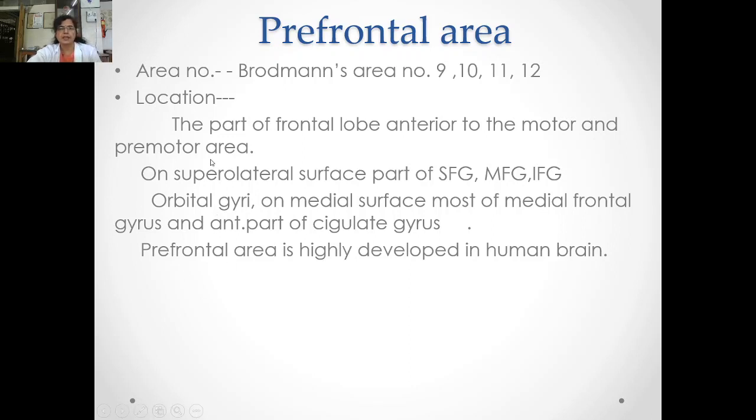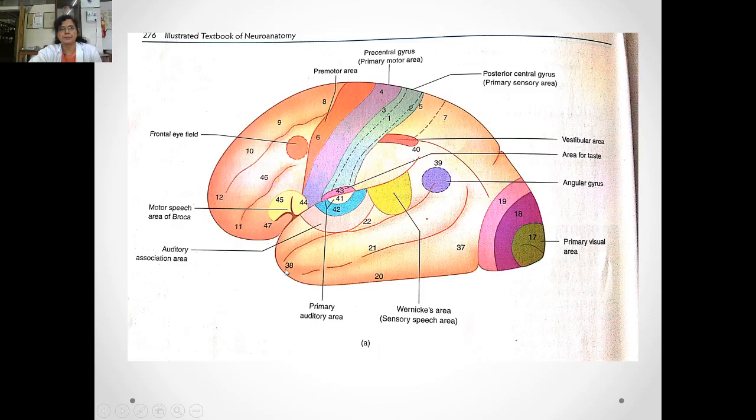This prefrontal area is the association area. It is not motor, it is not sensory, but it is the association area. It is present on the superolateral surface in parts of the superior frontal gyrus, middle frontal gyrus and inferior frontal gyrus. On the inferior surface, it is present in the orbital gyri, and on the medial surface, it occupies the medial most part of the frontal gyrus, that is most of the medial frontal gyrus and the anterior part of the cingulate gyrus. This prefrontal area is highly developed in the human brain.